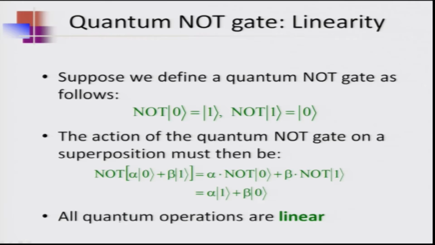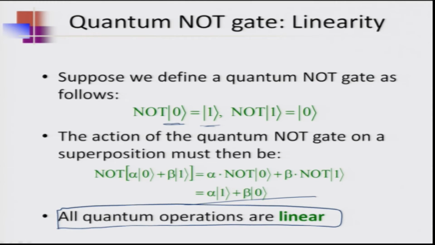So, here is an example. You have a state 0 and you have a state 1. If you want to define a NOT gate, what you would want is, say, NOT operating on 0 should give 1, and NOT operating on 1 should give 0. Okay, that is what you expect. So, the action of a quantum NOT gate on a superposition must then also work, which means that this very important point is always going to be maintained in quantum mechanics: all the quantum operations are going to be linear.